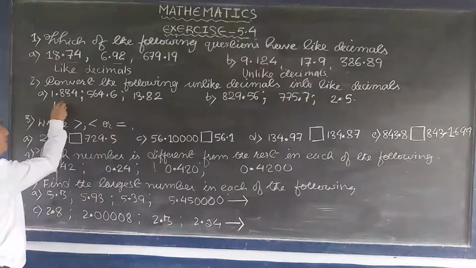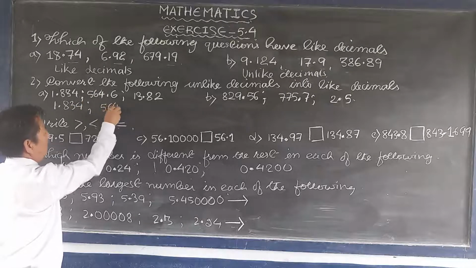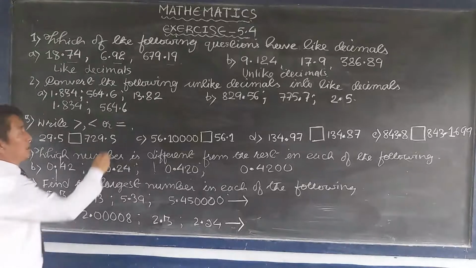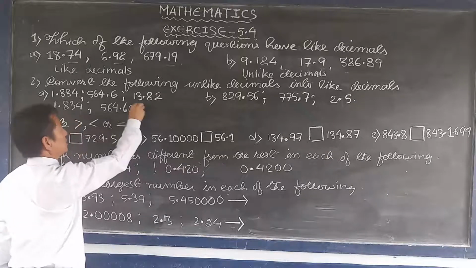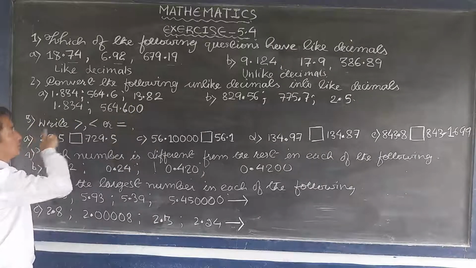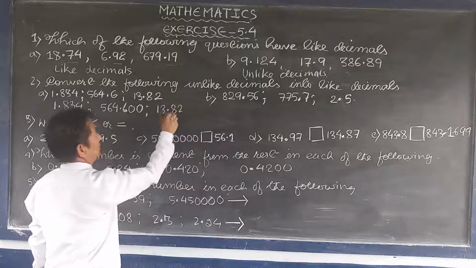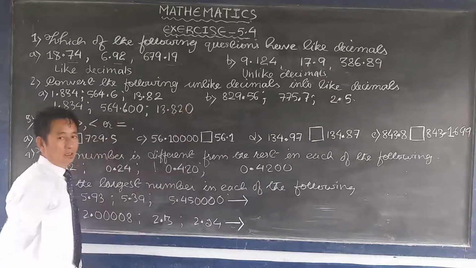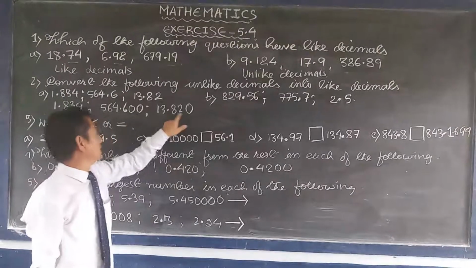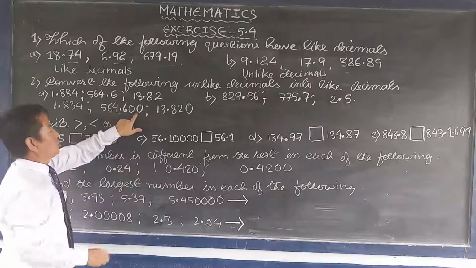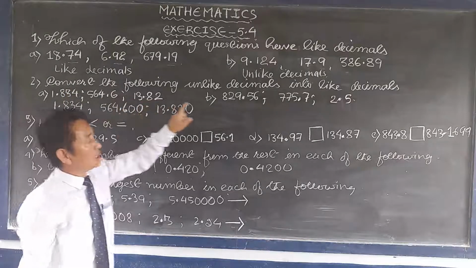So we'll write 1.834 as it is, and we'll convert the others. 564.6: now how to write? In the hundredths place we'll write 0, and in the thousandths place also 0. Now it has become a like decimal with this number. Another number here, 13.82: 1, 2, 3, 3 digits after the decimal point. Here also 1, 2, 3. So we have converted these numbers into like decimals.